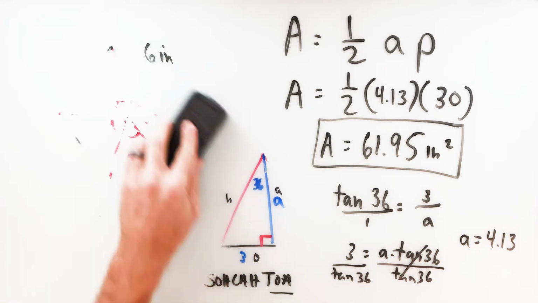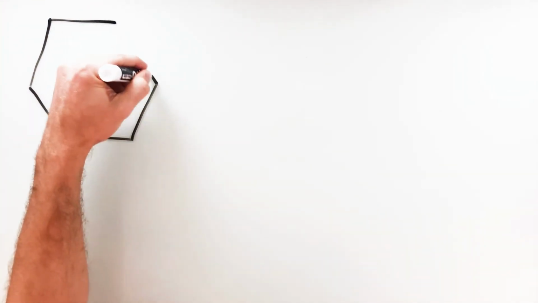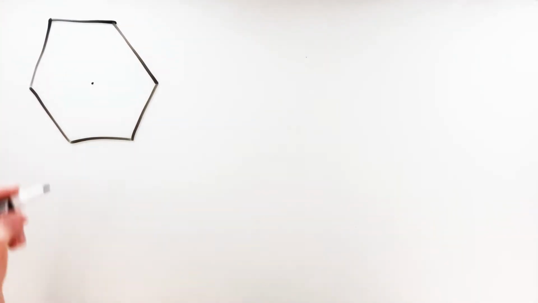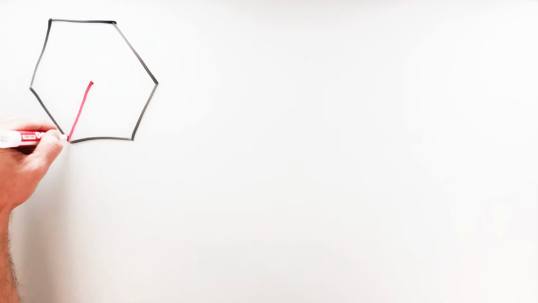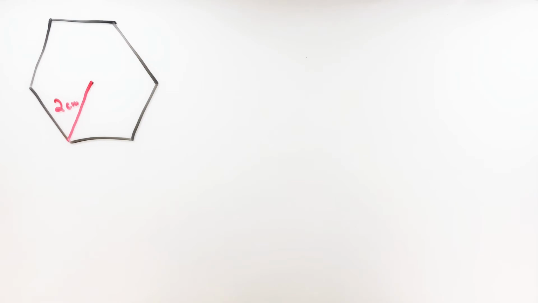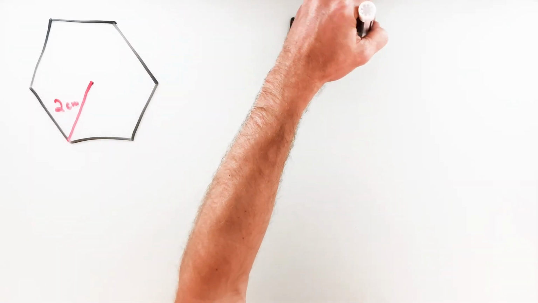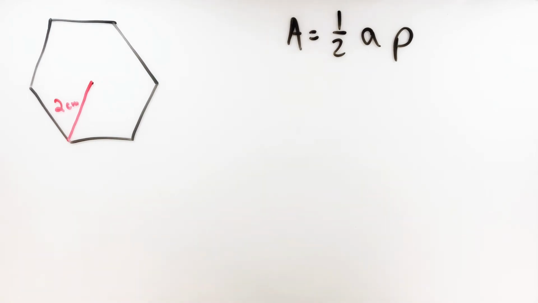Okay, let's do another. Let's go back to the hexagon. All right, so in this case, I've got a regular hexagon. This time I'm going to give you a radius length. Okay, so a radius length of 2 centimeters, and I want to find the area of this regular hexagon. So again, I'm going to start with my formula and then decide what, if anything, do I have.